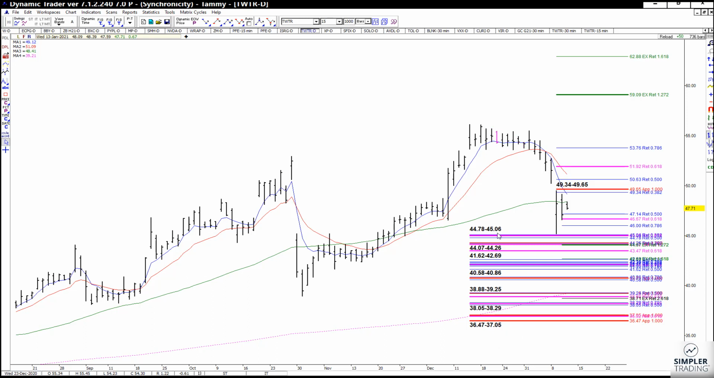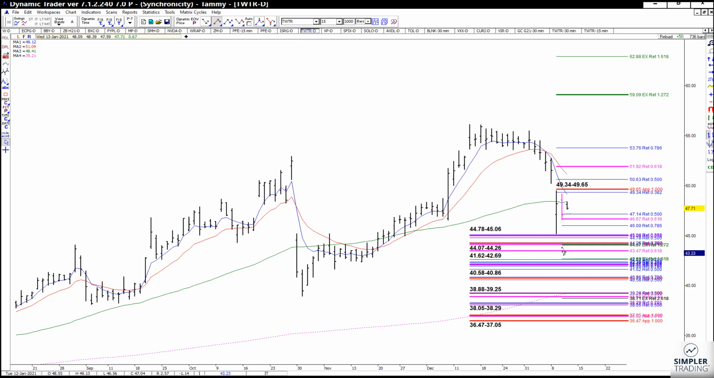We have triggered on this 44.78 to 45.06. However, we're up against resistance. So you could use one of these retracements. Of course, I get that from taking that low to that high. You could use the 50%, the 618, or the 786 if that's part of your trading plan as a point of risk.